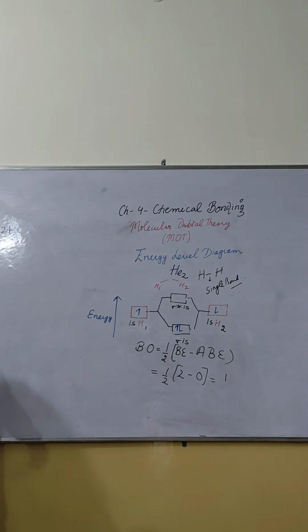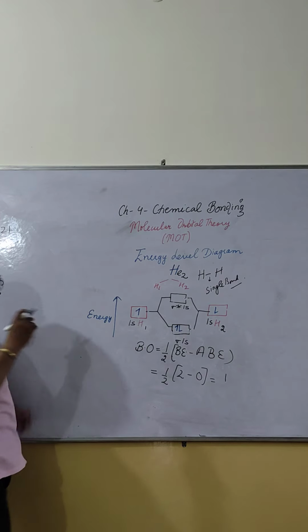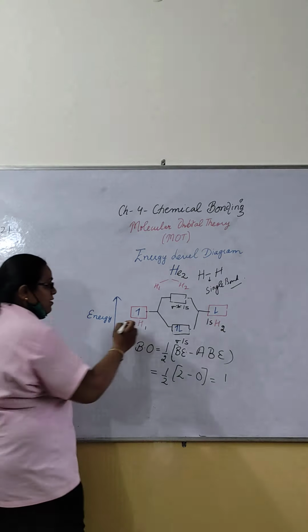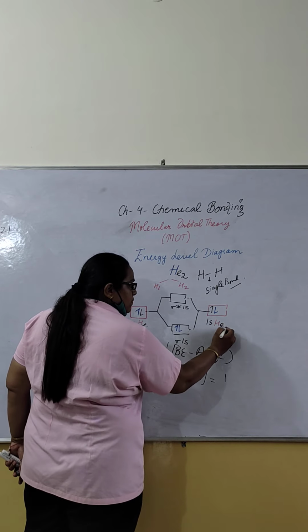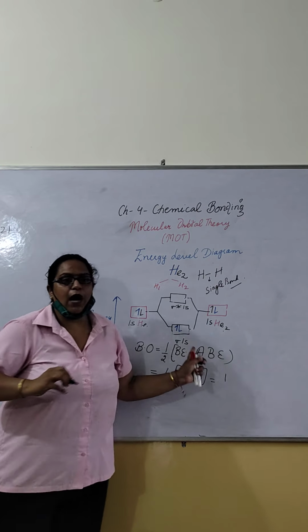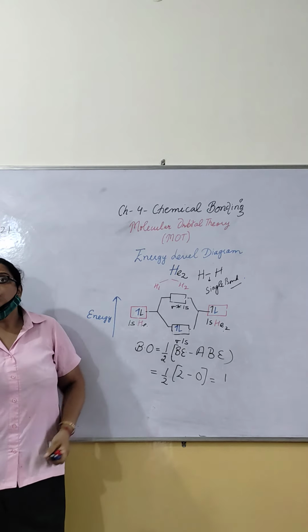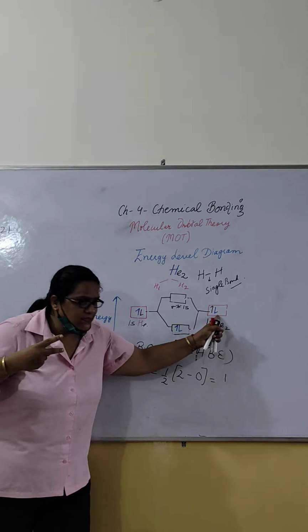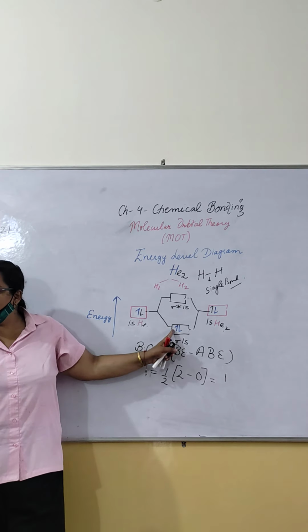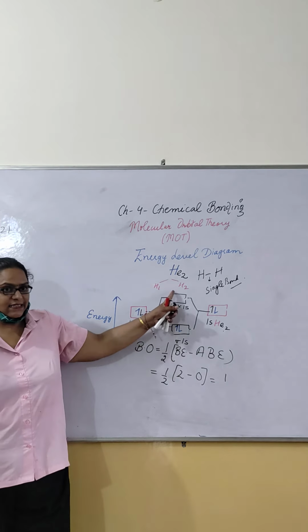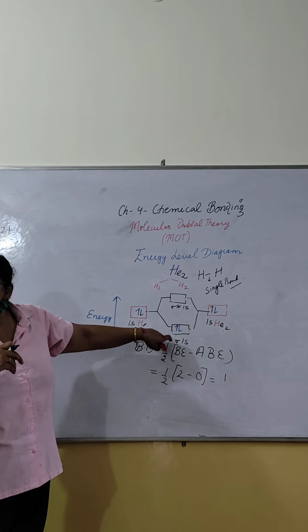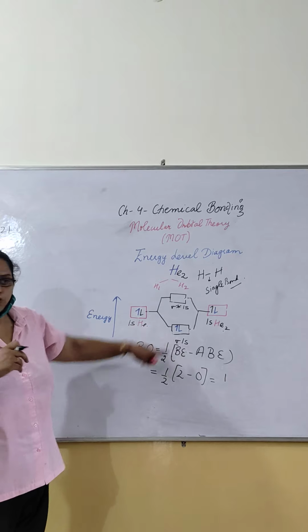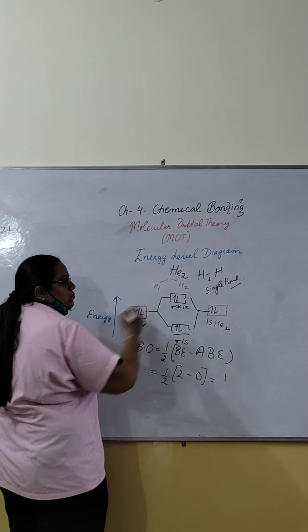Now draw He2 with me. In a single helium atom, how many electrons? 2. Yes, very good. So 2 electrons combine to form how many orbitals? 2 orbitals combine to form 2 molecular orbitals. One is bonding, another one is anti-bonding. Here 2 electrons will go there. Now how many electrons are we left with? 2 more. They will move to the anti-bonding orbital.